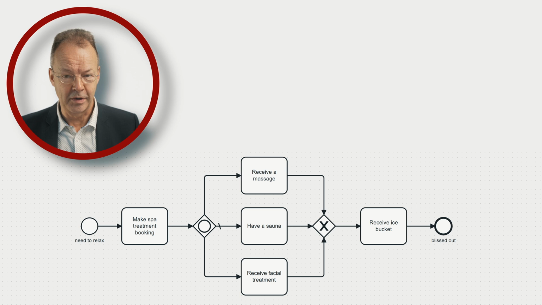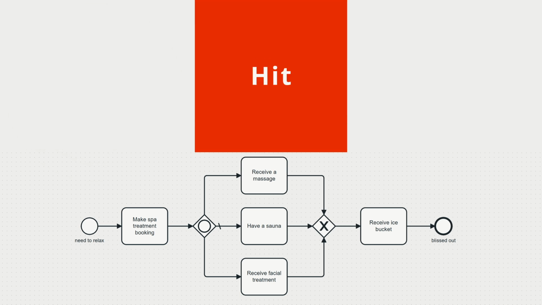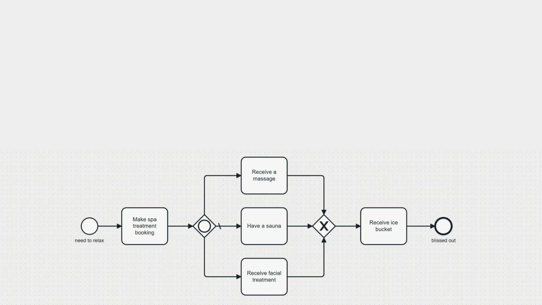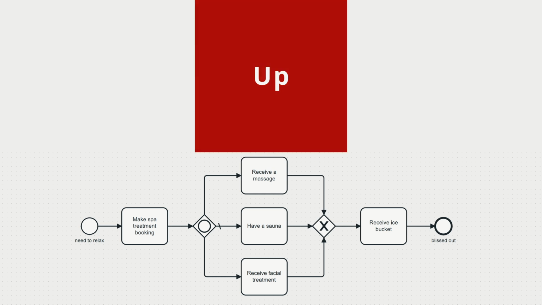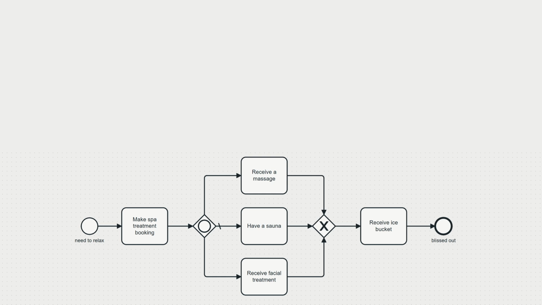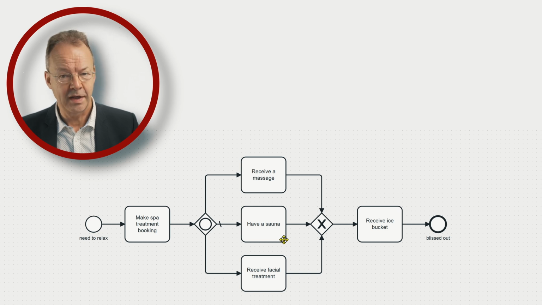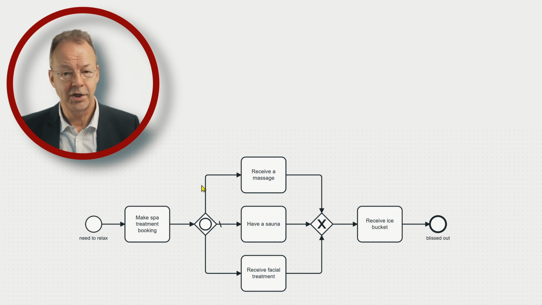This is the second model. So here we need to relax and make a spa treatment booking. And then there is an OR split with a default flow. So we assume that we always have a sauna, but in addition to that, we can receive a massage or receive facial treatment. So we have 1, 2, or 3 of the branches activated.